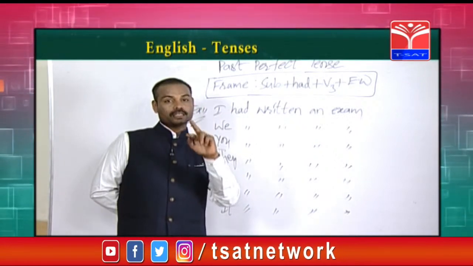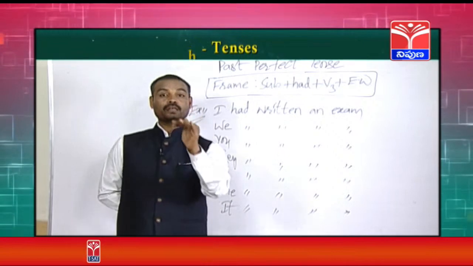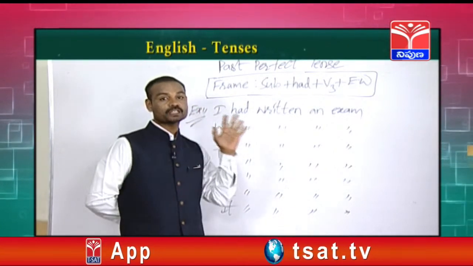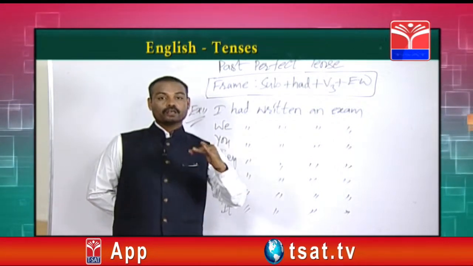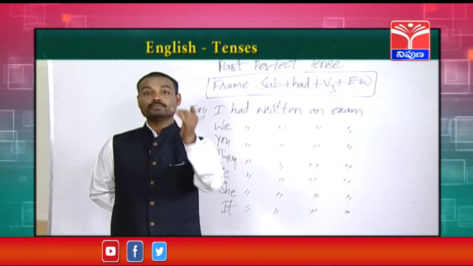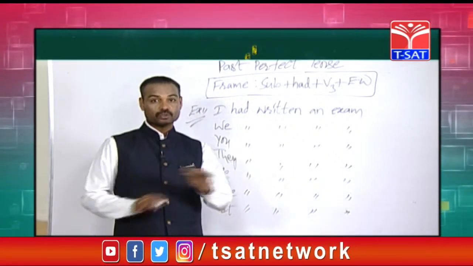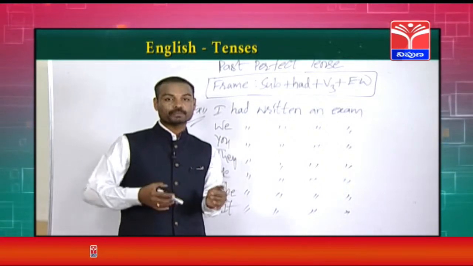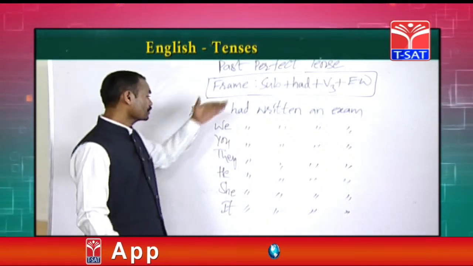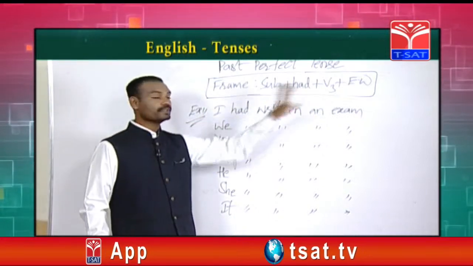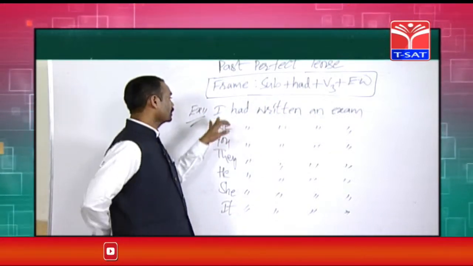So like this, when two things happened at the same time, to tell the first completed work, we should use past perfect tense. Example: when I went to the medical shop, it had already been closed. So like this, to tell such things, we should use past perfect tense. For writing sentences, this is the frame: subject plus had plus V3 plus extra words.